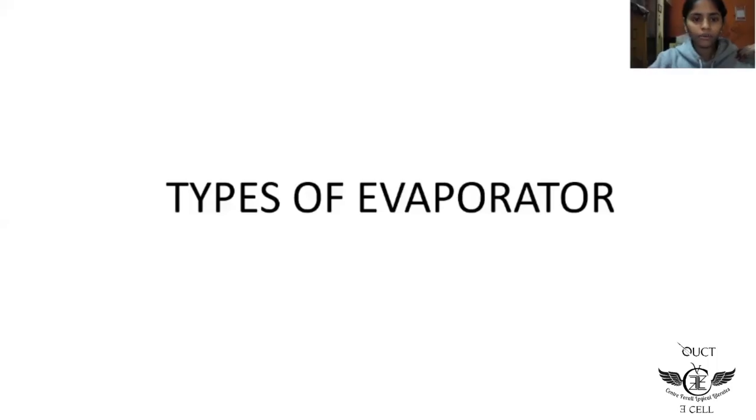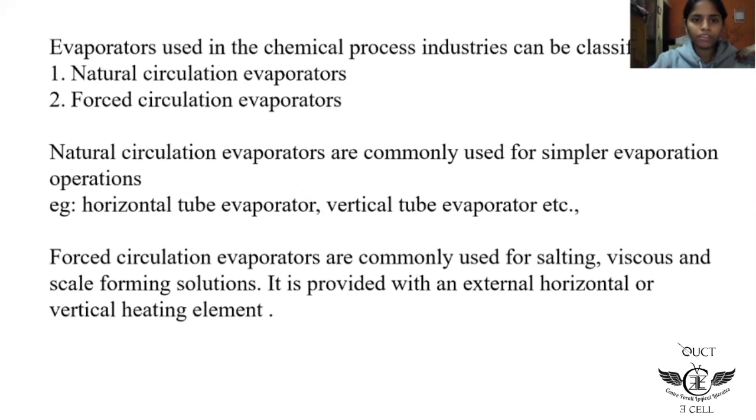Hello everyone. Today I'm going to explain about the types of evaporator. So basically, evaporation used in chemical process industries can be classified as natural circulation evaporator and forced circulation evaporator. Natural circulation evaporators are used for simple evaporations like the open pan evaporator, horizontal tube evaporator, and vertical tube evaporator.